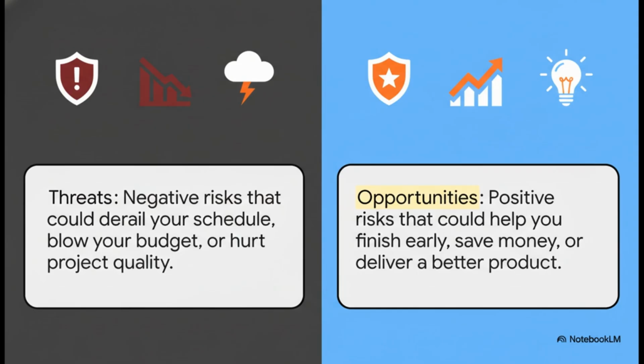A really good detective looks for two kinds of clues. On one hand, you've got your threats. These are the negative risks, the stuff that could completely derail your schedule or just blow your budget out of the water. But on the other hand, you have opportunities. These are the positive risks, the things that could actually help you finish early, save a ton of money, or even deliver a better product than you planned. You got to look for both.